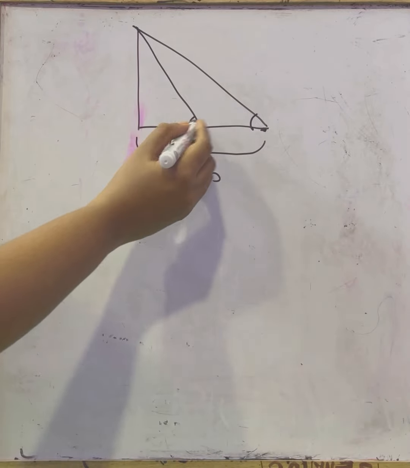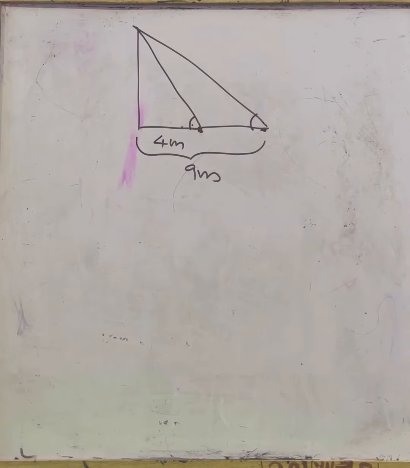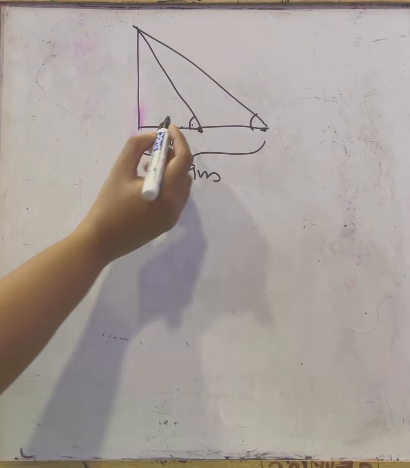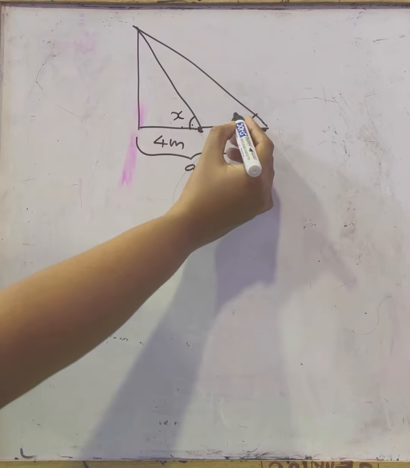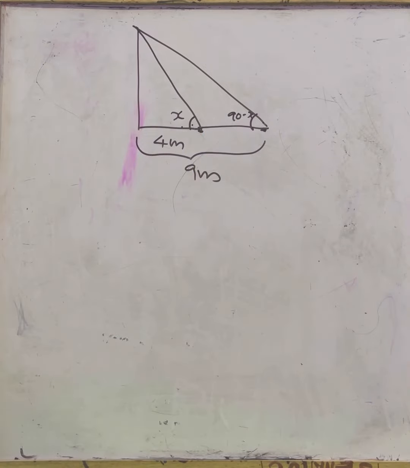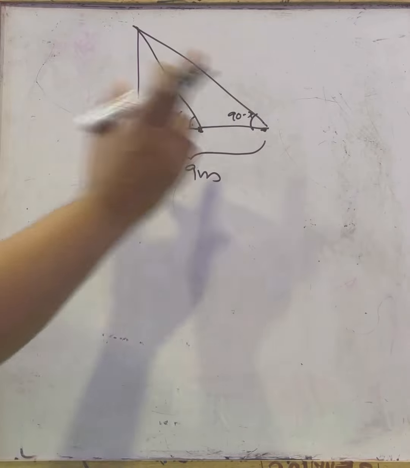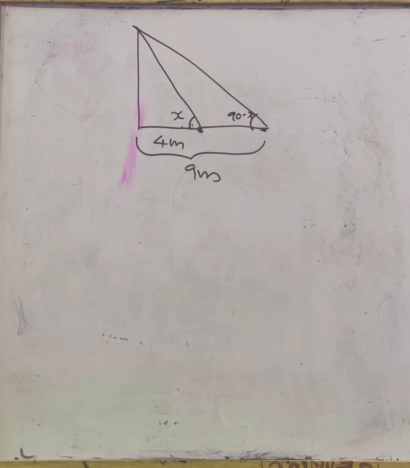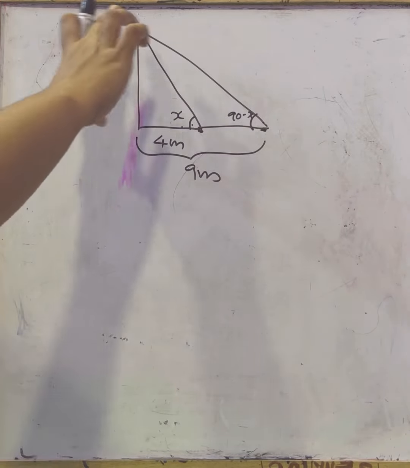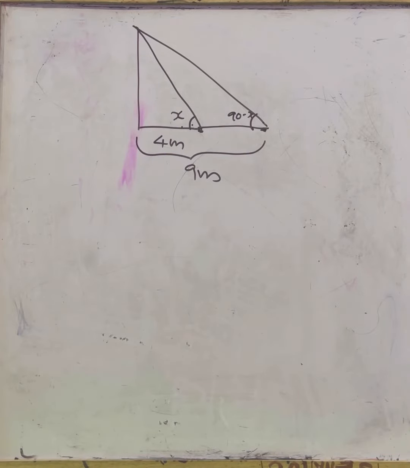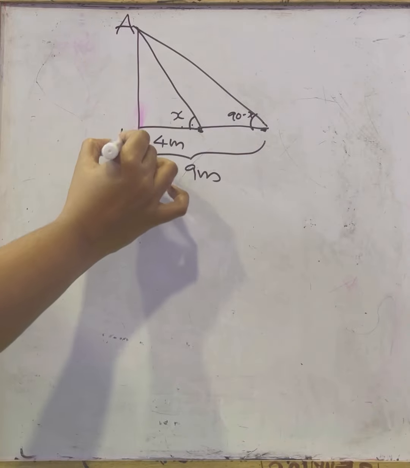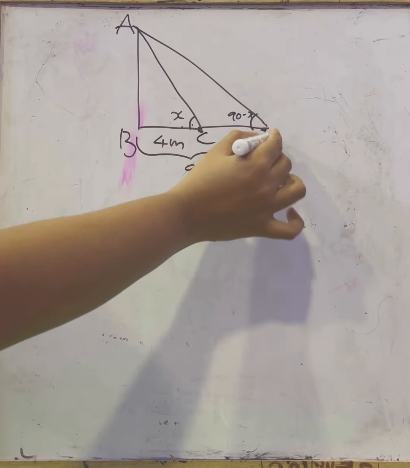That is, these 2 angles are complementary, means the sum of these 2 angles will be 90. So if this is x, then this will be 90 minus x because the sum of both angles is 90. If one is x, then the other one will be 90 minus x. We have to prove that the height of the tower is 6 meter. That was the question. Let us name it first: A, B, C and D.